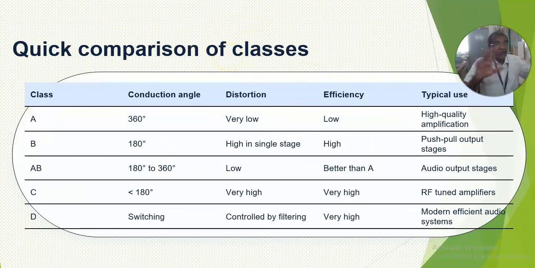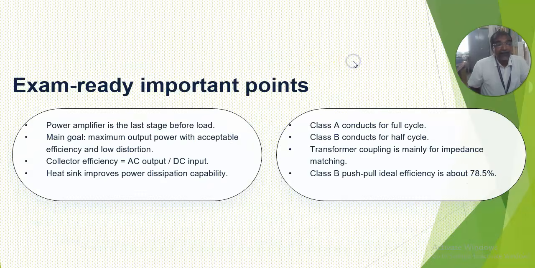Here is a comparison of all types of power amplifier with respect to conduction angle, distortion, efficiency and typical use. For Class AB, the conduction angle is 180 to 360 degrees and the distortion is very low, better than Class C. It is used in the audio output stage. Like that, it is explained for all types of amplifier.